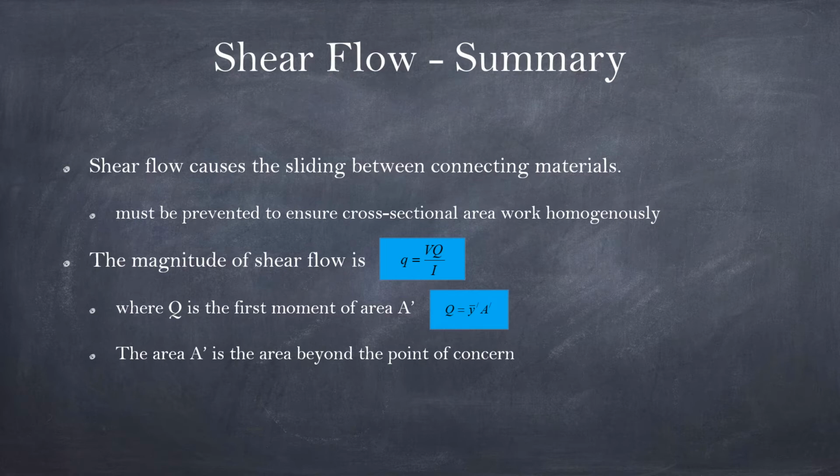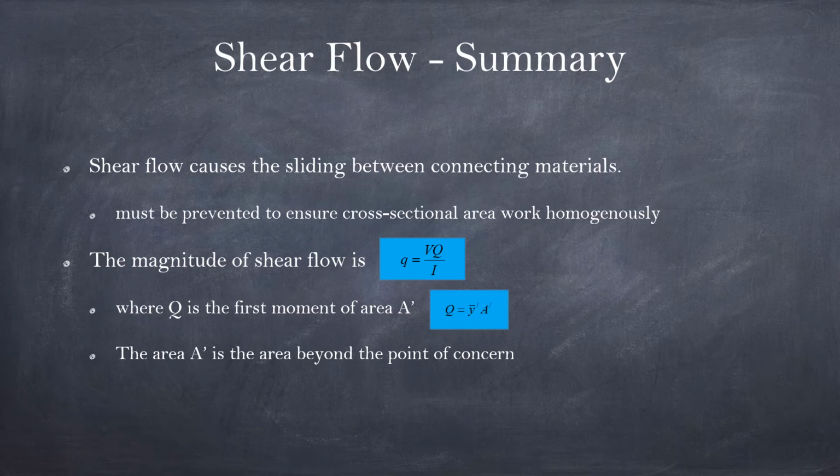The shear flow causes the sliding between two connecting materials. So we have to prevent the sliding so that we make sure the cross-section area works like one piece of material, right? Otherwise, all the theory we talk about will break too, right? They have to work together as a single unit.